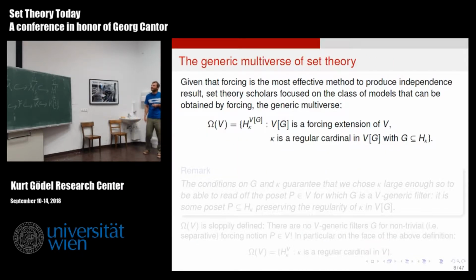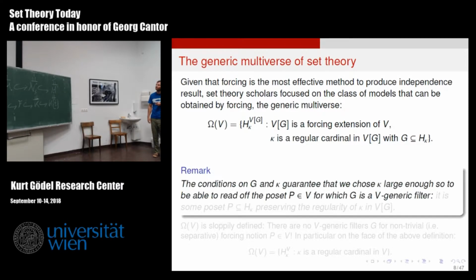Okay, and now comes the point where I and Giorgio started to, because actually it is Giorgio Venturi who realized that this notion of model completeness and model companion is very much tied to how we look at the generic multiverse. Okay, so what is the generic multiverse? Sloppily, you can define it as the initial segments of the universe in a generic extension, okay?